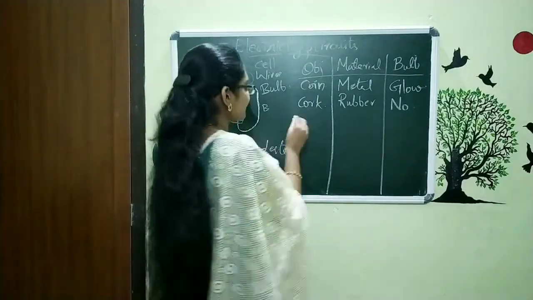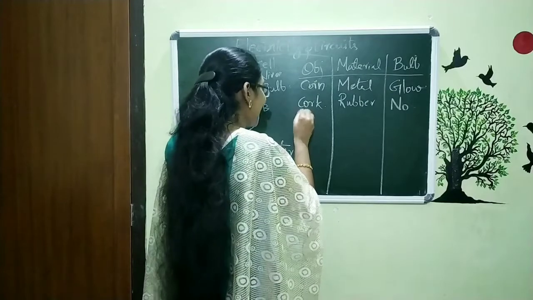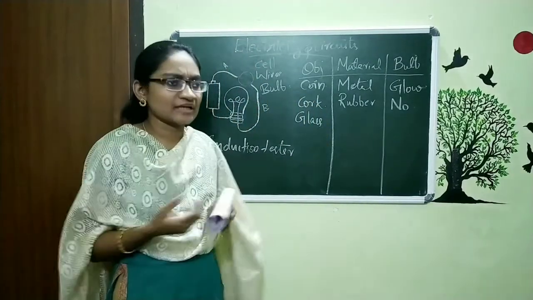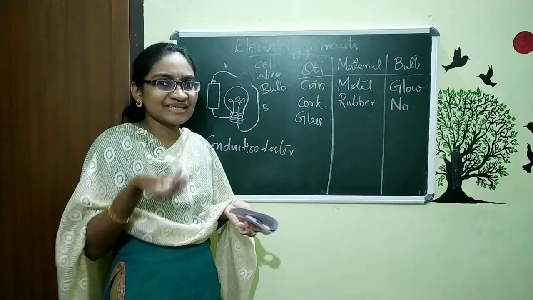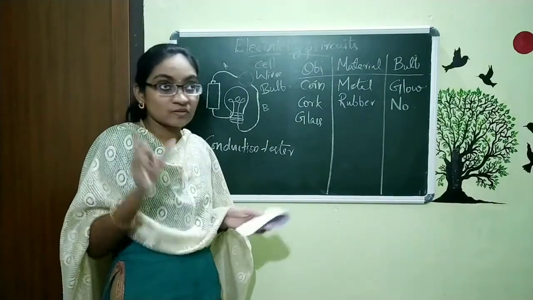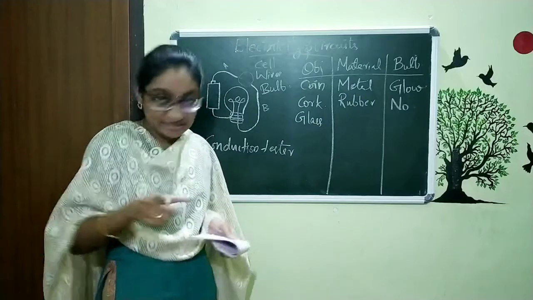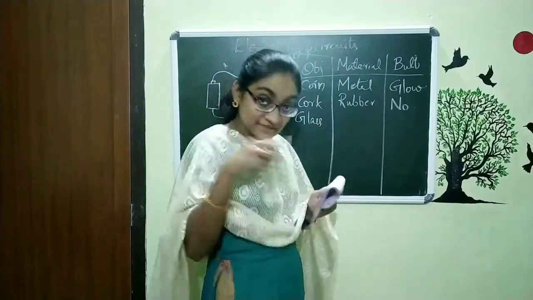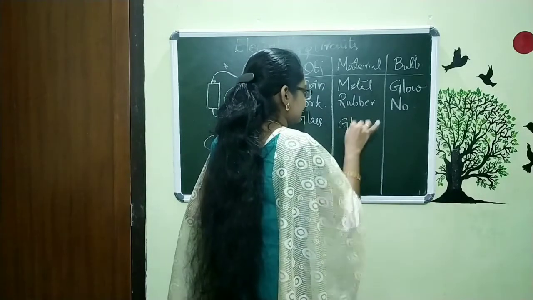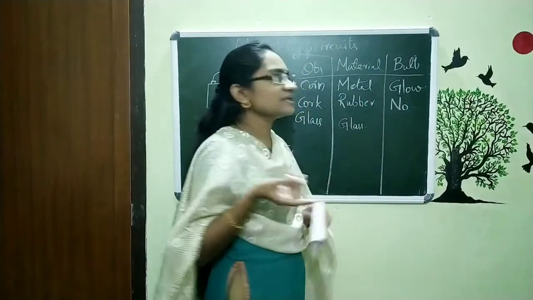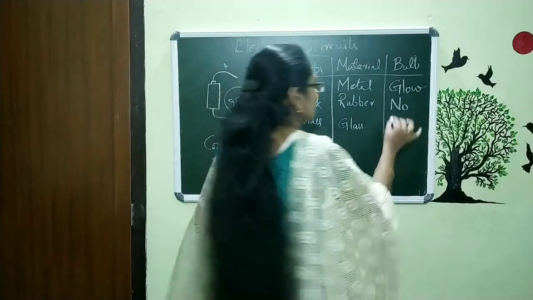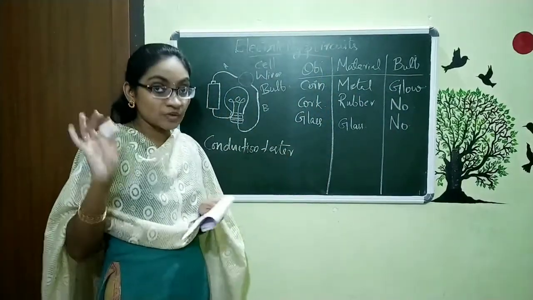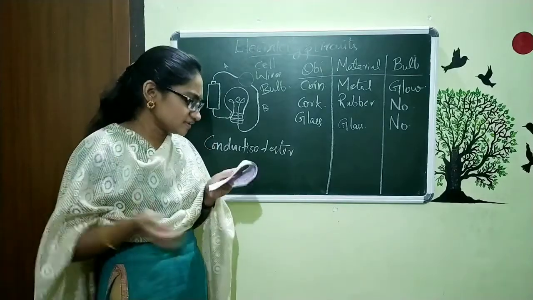And the next is the glass. Any type of glass that we use to drink water, that glass. Or you can see in the windows, that glass. So, using the glass, what is the material? That material is also glass. So, does the bulb glow? No, the bulb does not glow. So, we can say this glass is not a conductor, it is an insulator.